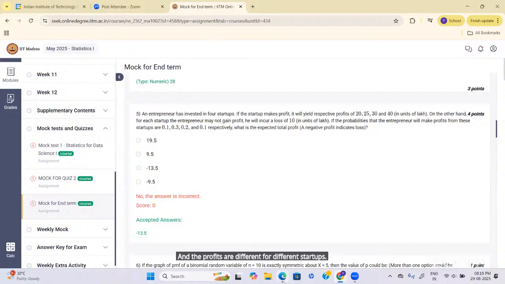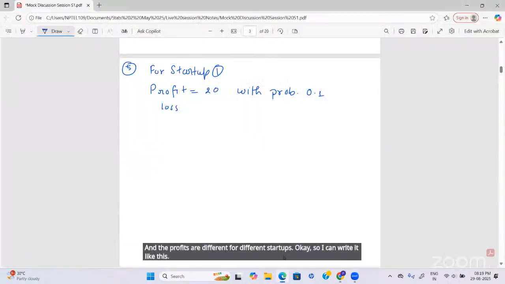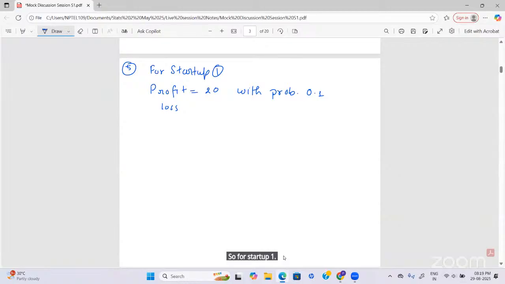Okay, so I can write it like this. For startup 1, profit is 20 lakhs with probability 0.1. And loss is equal to 10 lakhs. So what will be the probability for loss? 0.1 is for profit, so 1 minus 0.1 will be for loss. So it is 0.9. Now we have to find the expected value. So I am representing it as E1. This is the expected profit for startup 1.